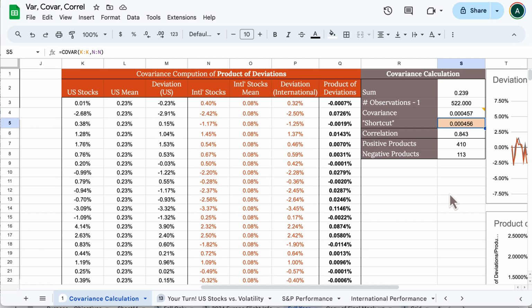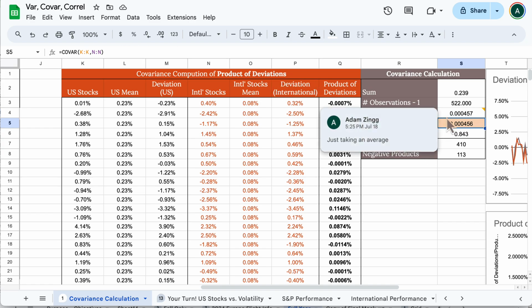And if you wanted to do this much more quickly in Google Sheets or Microsoft Excel, you could say equals COVAR and then parentheses, and in this case, just highlight column K, which was the US stock performance, and column N, which is the international stock performance. Notice that it defaults to sample covariance, not population covariance. But those values more or less are exactly the same. There's just a little bit of rounding error.